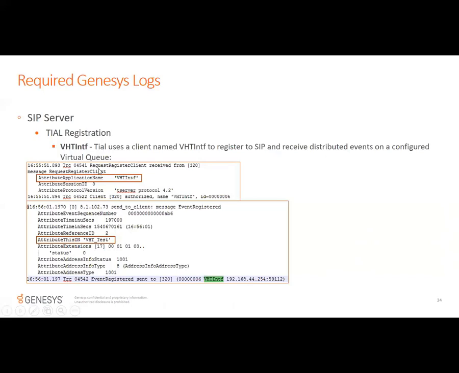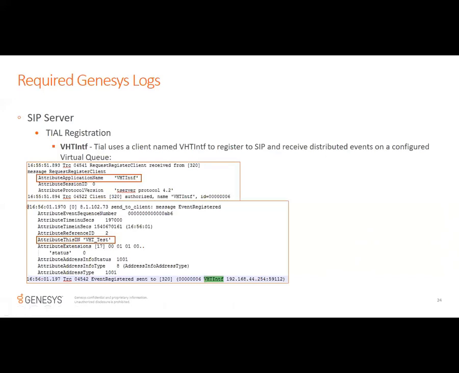So here you see the application name register as a client to SIP server, and here you see the DN that it's registering with, VHT_test, and you get a confirmation that that interface has registered to SIP server, and that's what you're going to look for when calls go through.